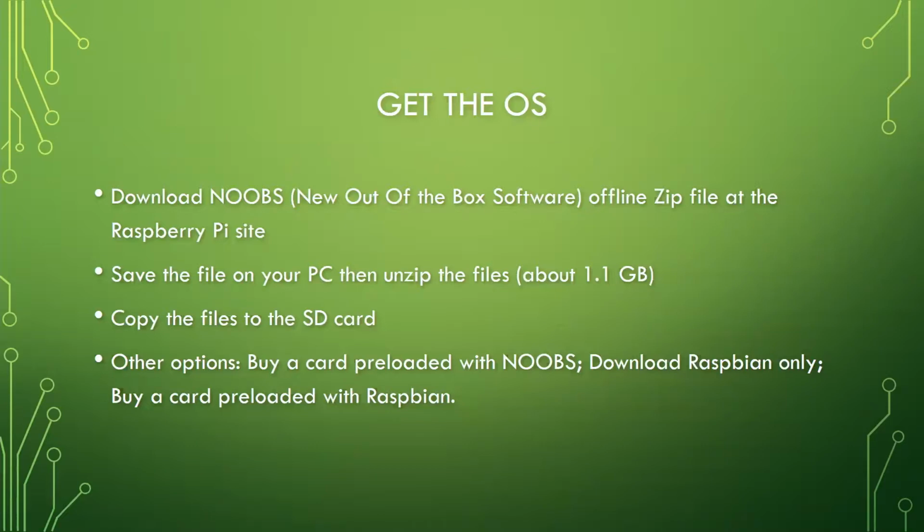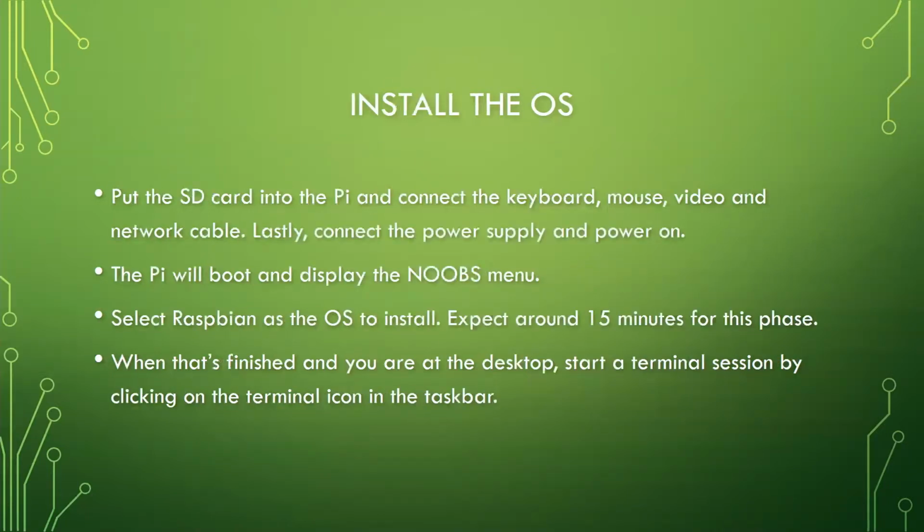Okay, at this point, it's time to put things together. You can snap the Pi into the case, then put the micro SD card into the bottom of the Pi, and then hook up your keyboard, mouse, video, network cable, the power cable, and then plug the power supply in. If you had the monitor turned on at this point, you'll see that the Pi will boot, and it'll display the Noobs menu, which we'll see in the next slide.